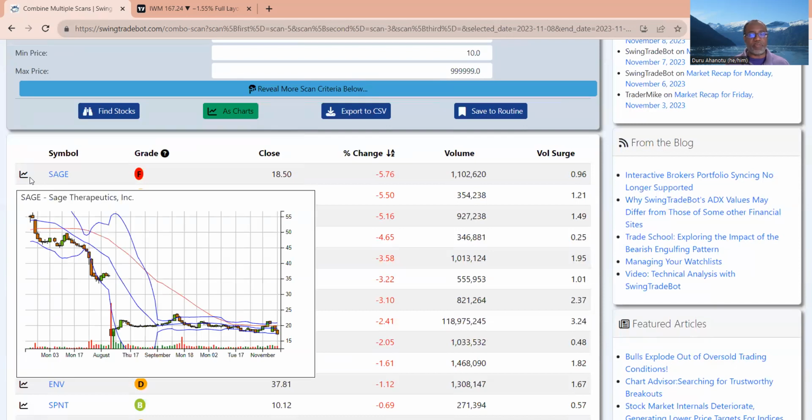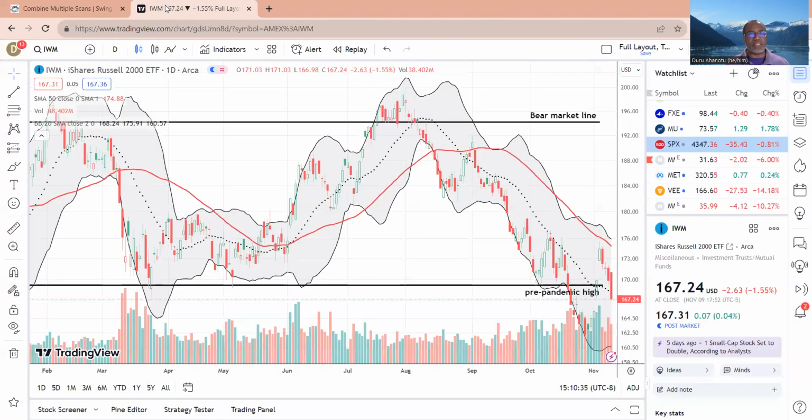So let's take a look at the chart here first. And you can sort of see the bearish action. This is kind of a weird stock. I wouldn't have traded this one anyway. But again, this is just an example.